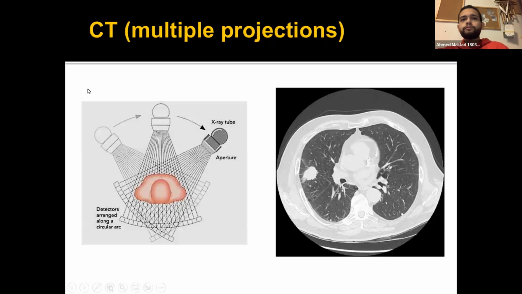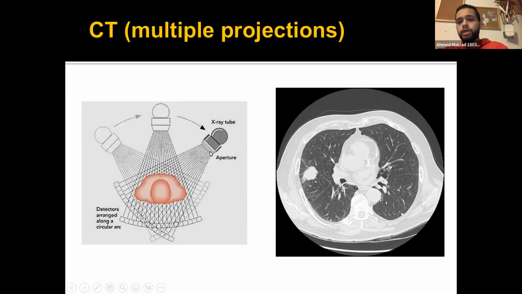right? So as you can see here, an X-ray tube, just like in an X-ray machine. But the difference is you have multiple detectors right here, detecting the X-rays coming from the X-ray tube. And one more thing is that the X-ray tube keeps moving, all right? So one second it's here, the next it's here. It just keeps moving around the patient to give you multiple views, all right?